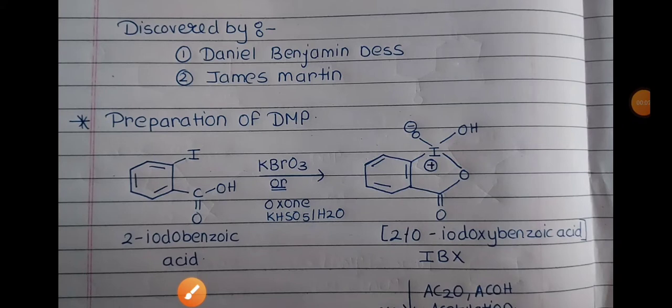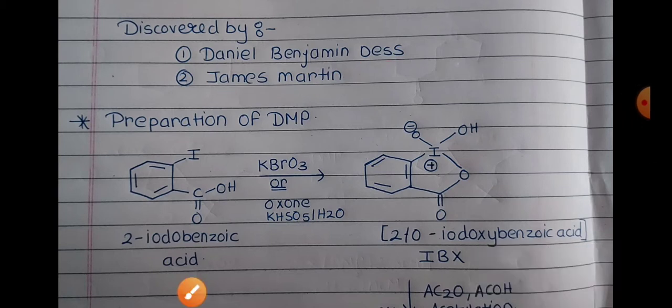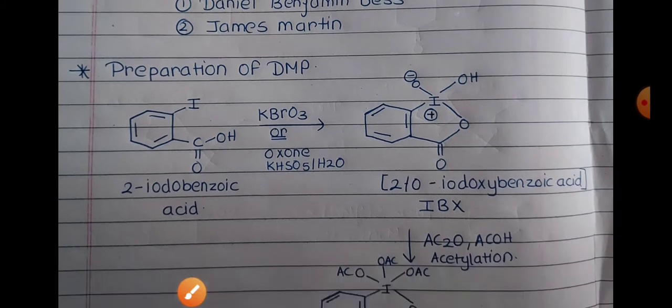This reagent is named after its discoverers, Daniel Benjamin Dess and James Martin. So this reagent is known as the Des-Martin periodinane reagent. Now let us see the preparation of this reagent, that is how this reagent gets prepared.